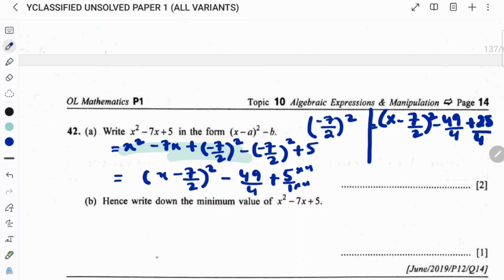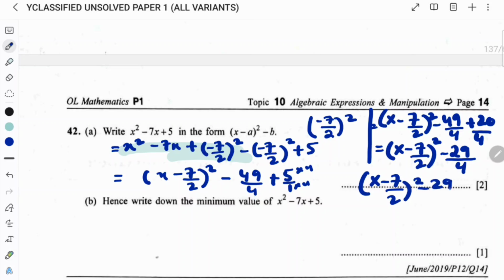So we'll have to see the 5 times 4 is, sorry, not 25, it's 20. It's okay. 5 times 4 is 20. So 20 and 49, the difference is 29, but 49 is a greater digit, so that's why we are writing down minus 29 upon 4. This is the answer for this question. x minus 7 upon 2 whole square minus 29 upon 4 is in this form, x minus a whole square minus b. Hence write down the minimum number.